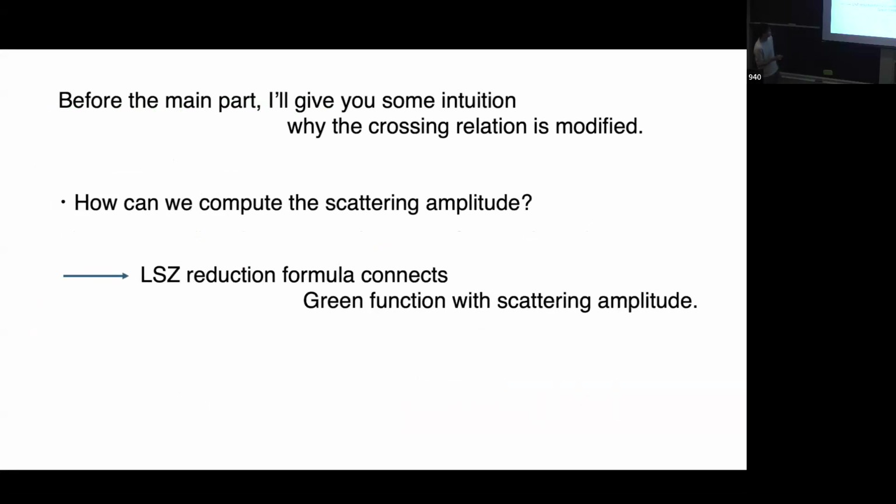Before the main part, I will give you some intuition for why the crossing relation is modified. To understand this, firstly, we recall how we can compute the scattering amplitude. To derive the scattering amplitude, we always use the LSZ reduction formula. The LSZ reduction formula connects the Green function with the scattering amplitude. In the framework of quantum field theories, we can compute these Green functions, and by using the LSZ formula, we can translate these Green functions to the scattering amplitude.